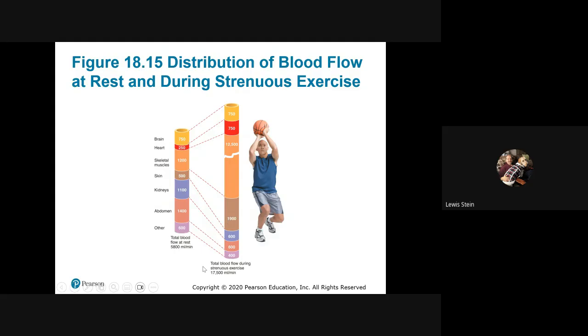Look what happens. We're going to increase this by a factor of about 3 during vigorous exercise, let's say. The brain gets the same. You don't get 3 times to your brain because you're thinking hard. Your heart triples. Your skeletal muscles increase by a factor of 10. So where did all this go?